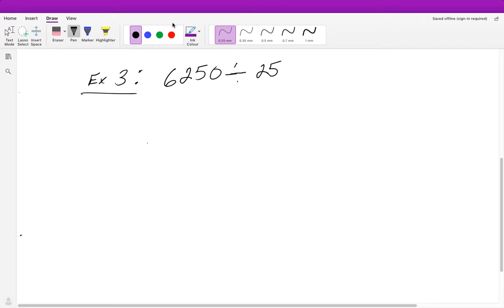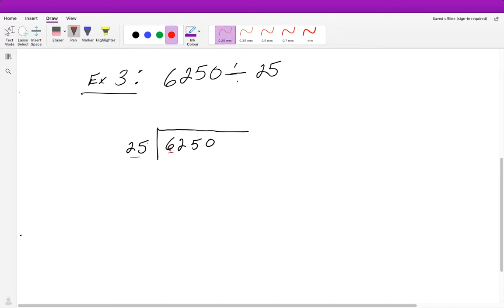25. All right, so the first thing that you will do, some refer to it as putting your number in the house. So we're going to put our 6,250, and we're dividing by 25, so that number goes out front. Then we're just going to go down our line and see when 25 goes into this number.